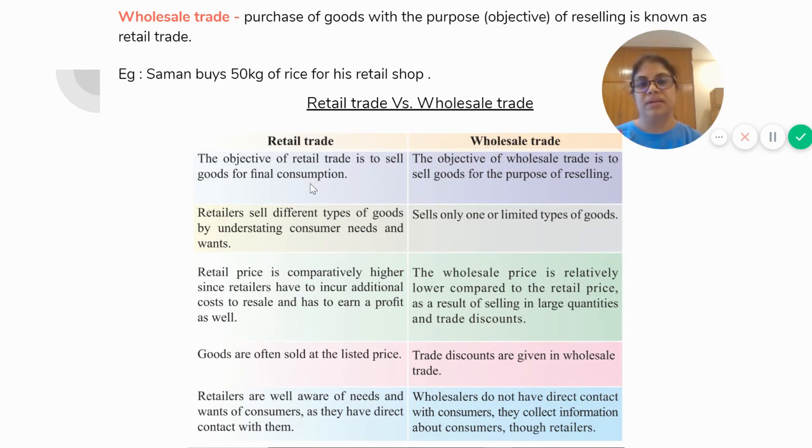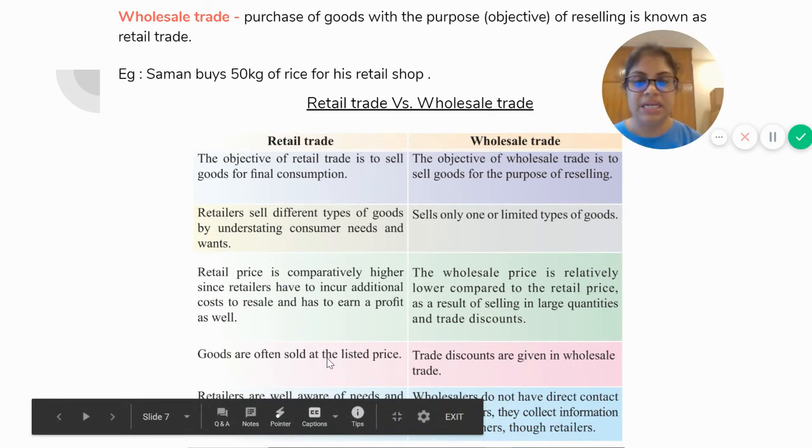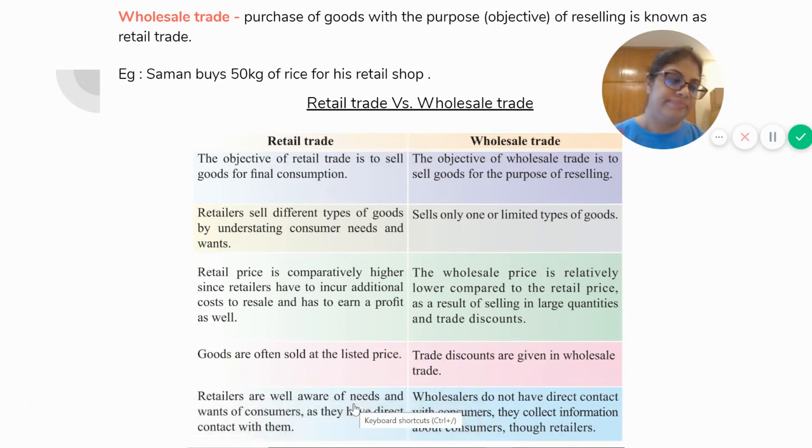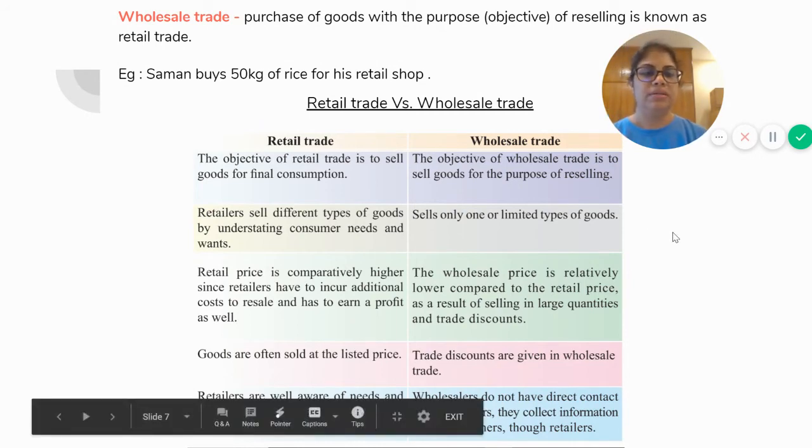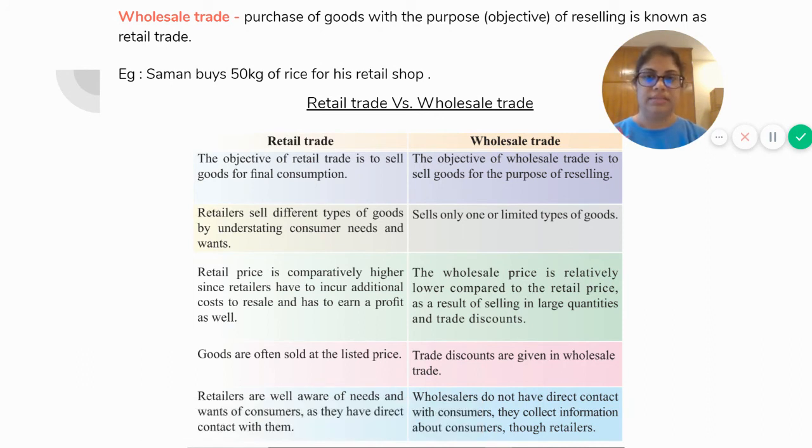First, again, to give a brief idea: by objective, it's different according to the type of goods they are selling. You can see a lot of goods under retail trade, but one or few in wholesale. Unit price wise, retail price is high, wholesale price is low. Goods will be sold at the listed price in retail trade, and you will be given discounts in wholesale trade. Retail traders have a very good understanding of consumers, while wholesale traders are not really worried about consumer feedback, but if they want something, they have to get it from the retailers. So like that, there are 5 differences which you have to learn by heart.